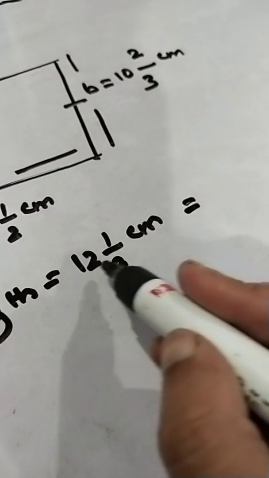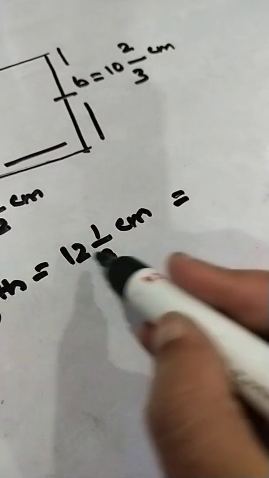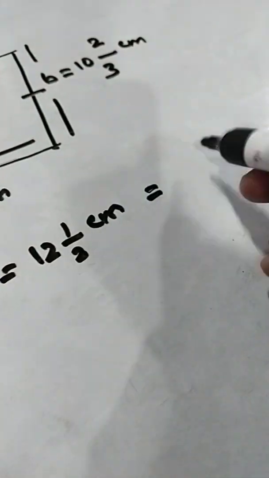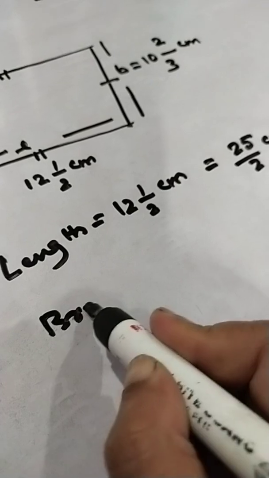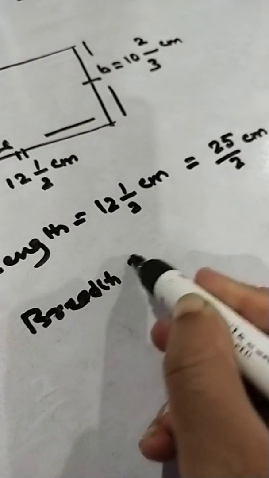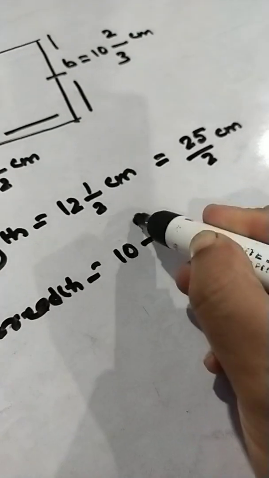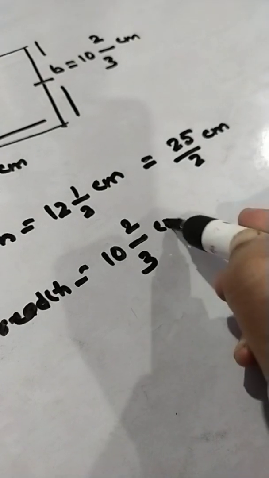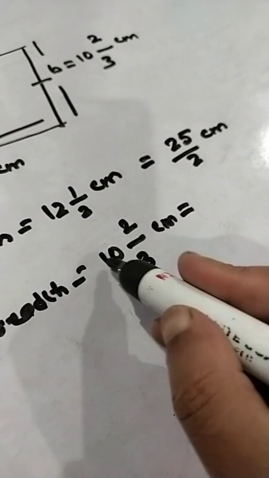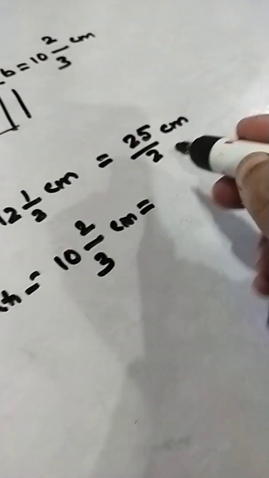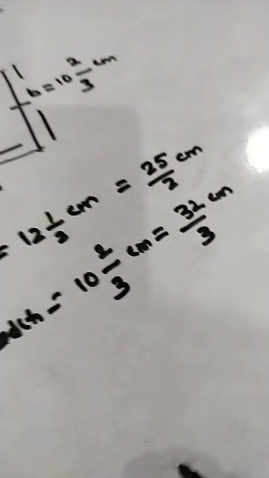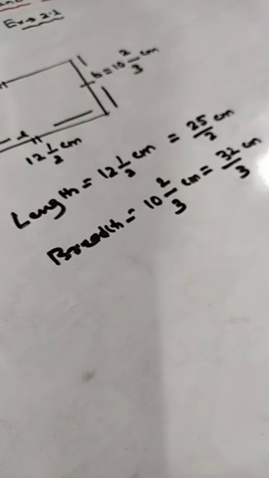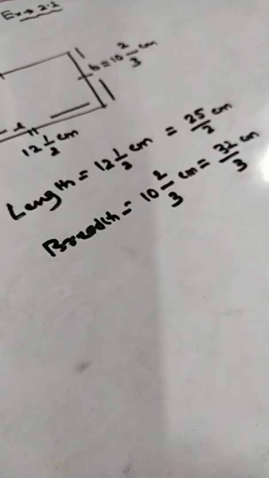So how to do that? 12 into 2 is 24. 24 plus 1, 25. So 25 by 2 centimeter, and we'll write breadth also. It is also given in the mixed fraction form. So 10 3s are 30. 30 plus 2, 32 by 3 centimeter. Okay, now we'll get the perimeter of the required rectangular sheet of paper.